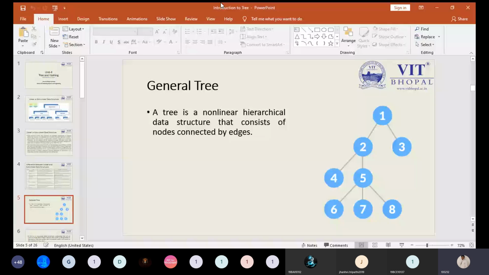In a general tree, you can understand a tree is a non-linear hierarchical data structure that consists of nodes connected by edges. Over the slide, you can see we have 1, 2, 3, 4, 5, 6, 7, 8. These are the different labels I have given to the various nodes. And you can easily note down in your mind that it is a representation like a tree.